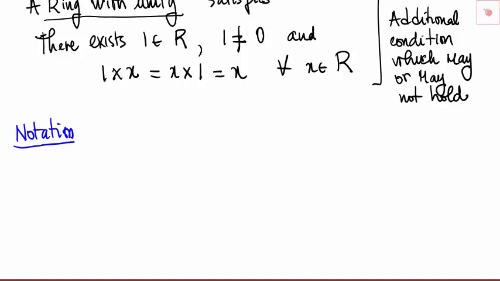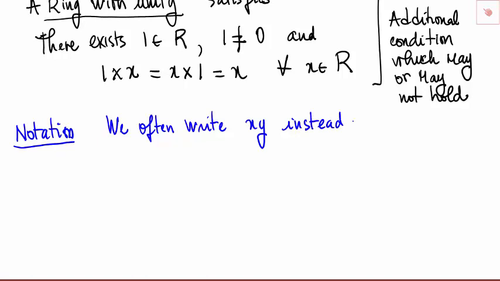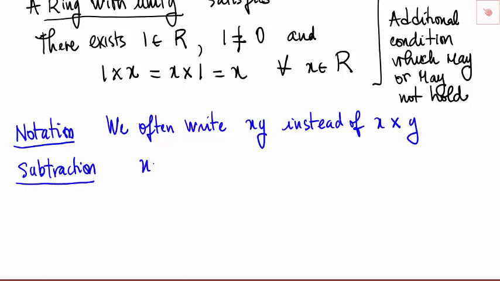So, generally, as far as notation is concerned, we often write xy instead of x · y. And also, when it comes to subtraction, and again, one is not to confuse this operation with the usual operation, when we write x − y, what we mean is x plus the additive opposite of y.